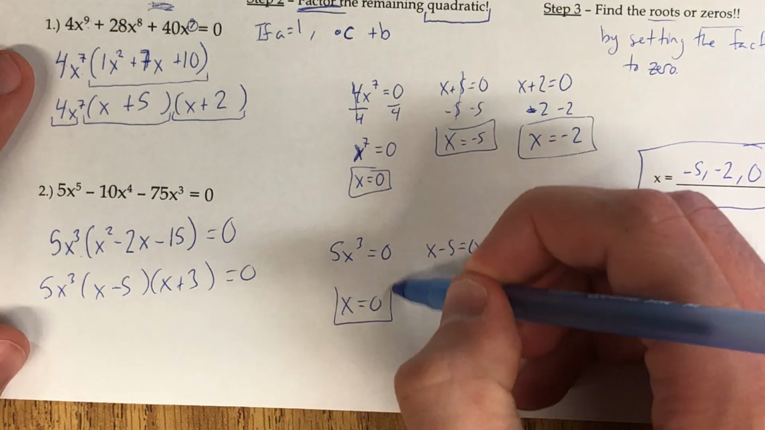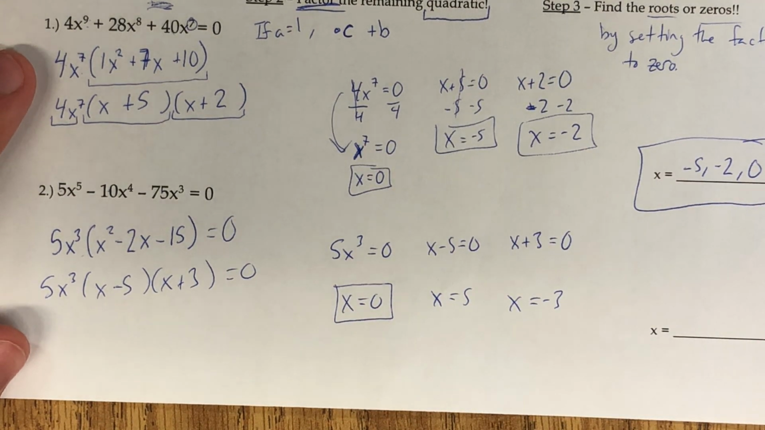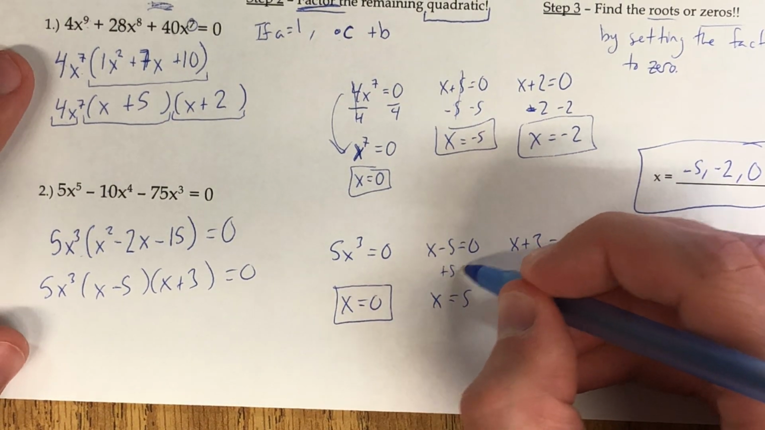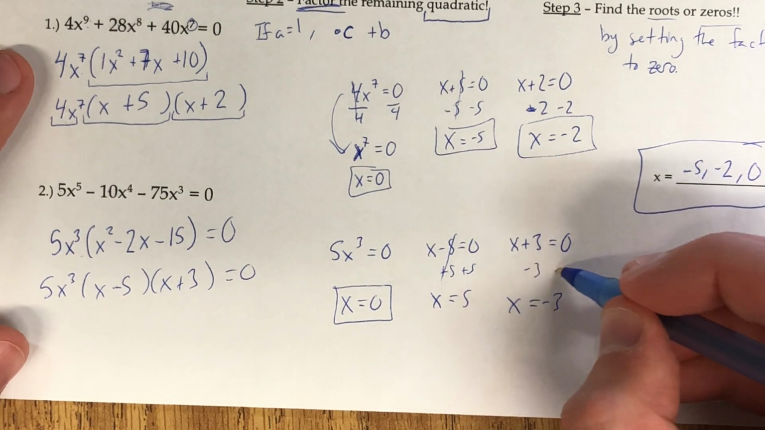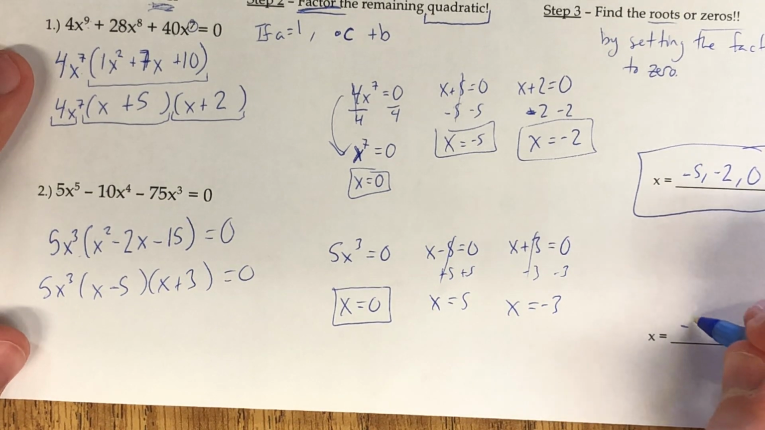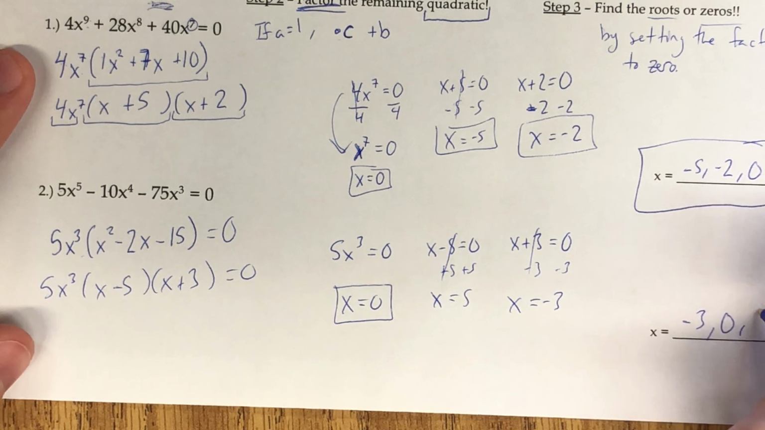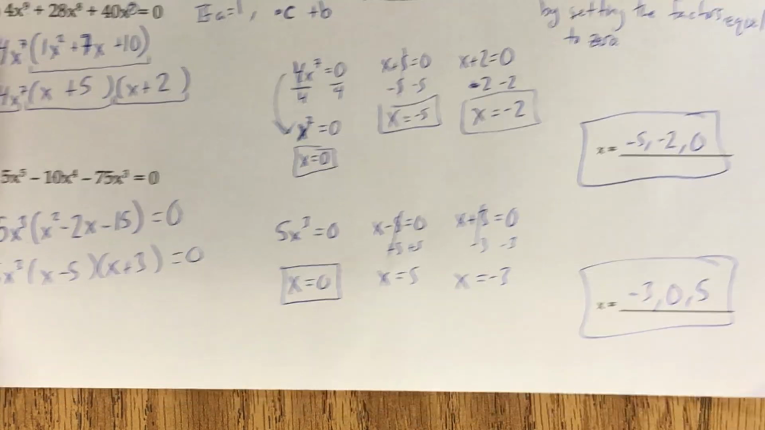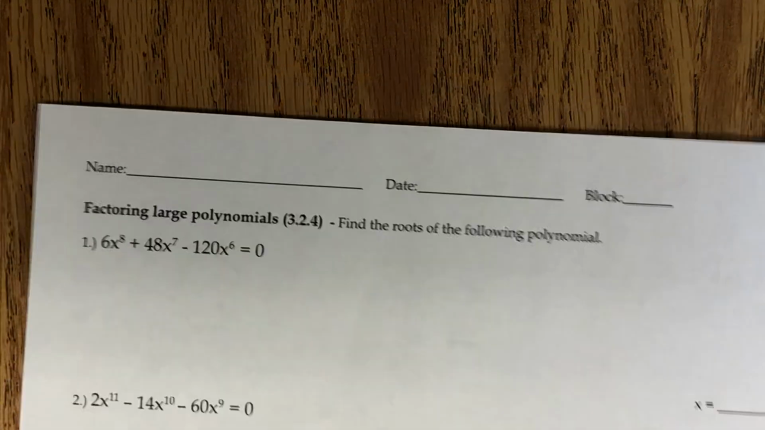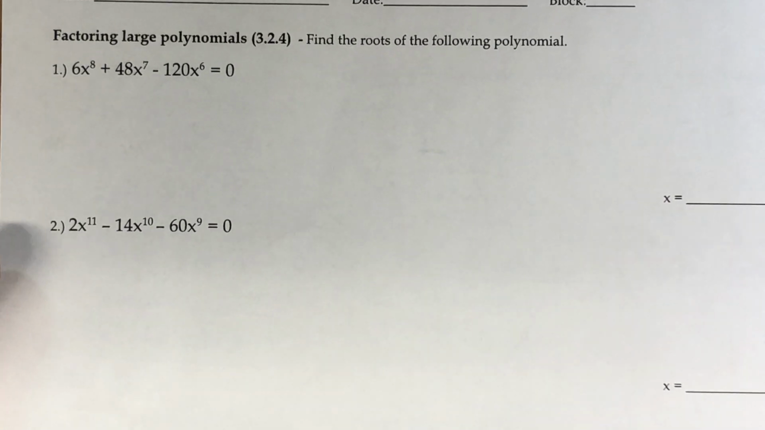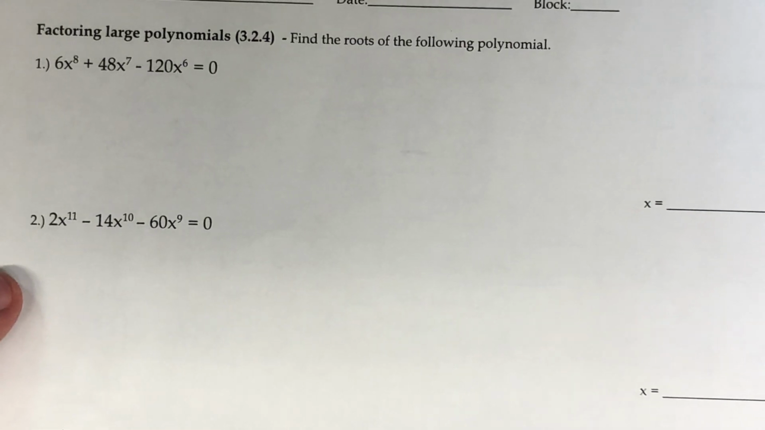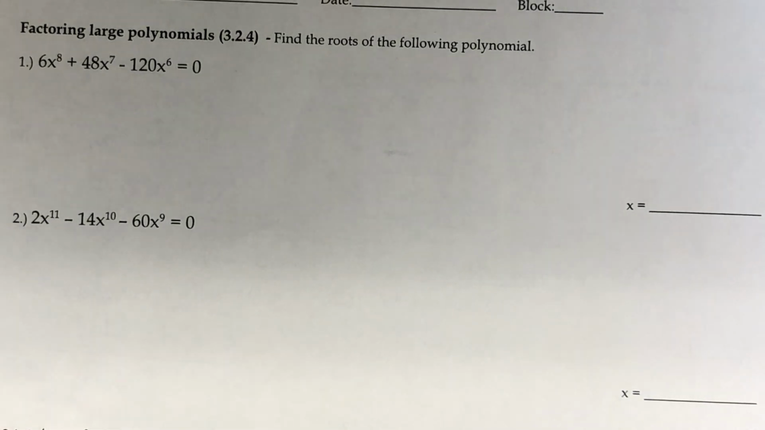This first one, x equals 0, comes from the same process as that previous problem. Over here, we just added 5 to both sides. And over here, we just subtracted 3 from both sides. So our roots would be -3, 0, and 5. Okay. All right. So we have 4 more problems here. I'm going to ask you to try those on your own. We'll start with the first 2. Pause the video, give those a try.